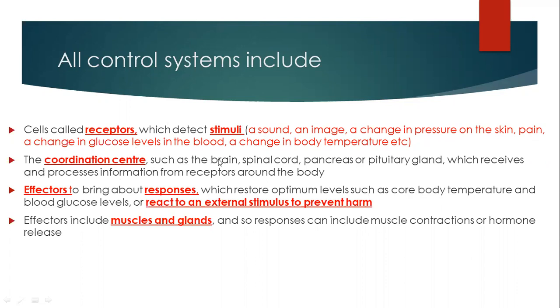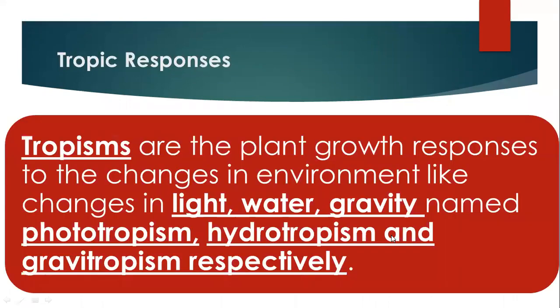The coordination centers such as brain, spinal cord, or glands like pancreas, pituitary gland, receive signal from the receptor and give a response to an effector organ. The effector may be a muscle or gland, and so the response will include muscle contraction or hormone release.